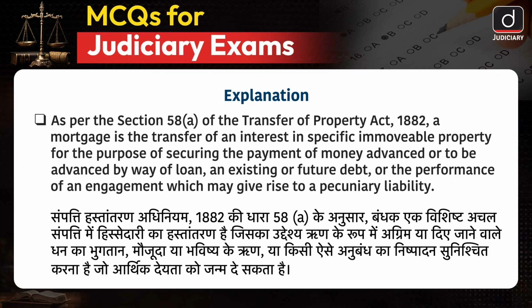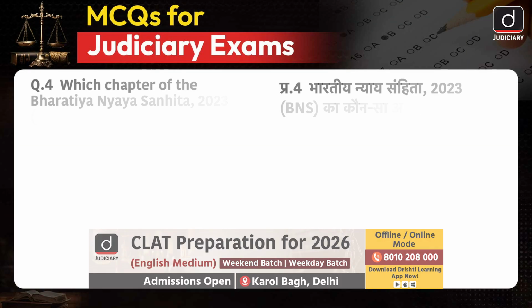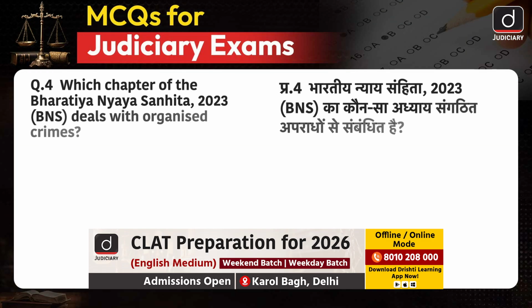As per Section 58A of the Transfer of Property Act, 1882, a mortgage is the transfer of an interest in specific immovable property for the purpose of securing the payment of money, advanced or to be advanced by way of loan, an existing or future debt, or the performance of an engagement which may give rise to a pecuniary liability. Which chapter of the Bharatiya Nyaya Sanhita 2023, BNS, deals with organized crimes?